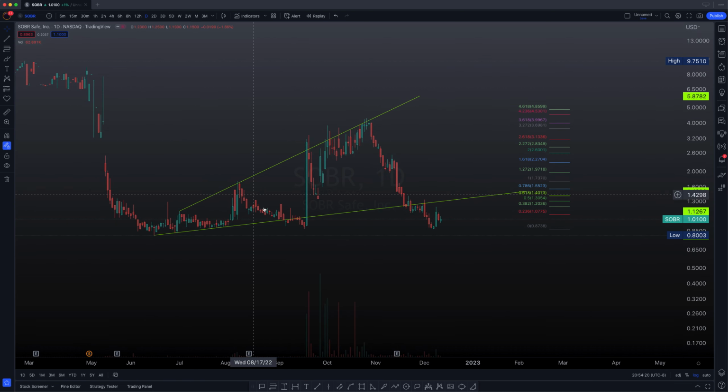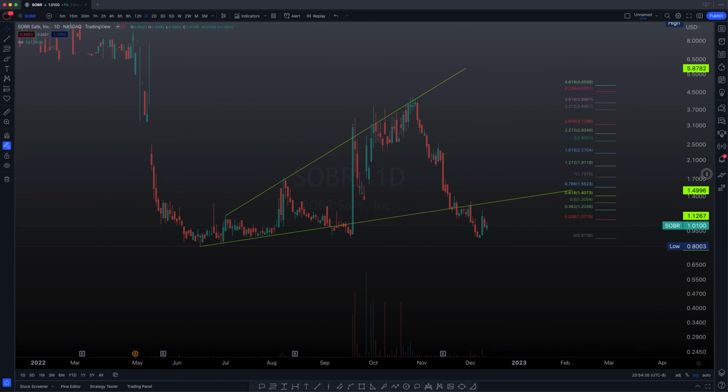We can see test number 1, 2, and wow, it actually did a 3 and a 4. It tried to come back up again for a 4th test, but it failed that 4th test, and of course came all the way back down. Just by looking at price action here, it looks like a nice little bull flag, but that could actually be a bull trap.